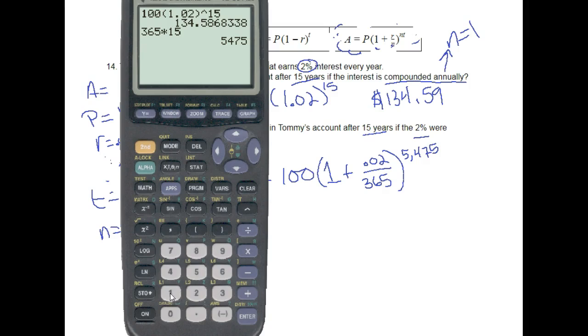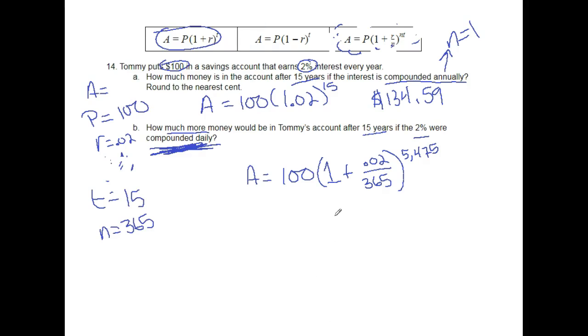Plugging all that in, I'll have 100, parentheses, 1 plus the 2% divided by the number of days. Please note my use of parentheses here, where I put them and where I did not, and that'll be raised to the 5,475 power. Oh, I bet it's a lot more money. Let's see. What? So if it's compounded daily, he's going to make $134.98.